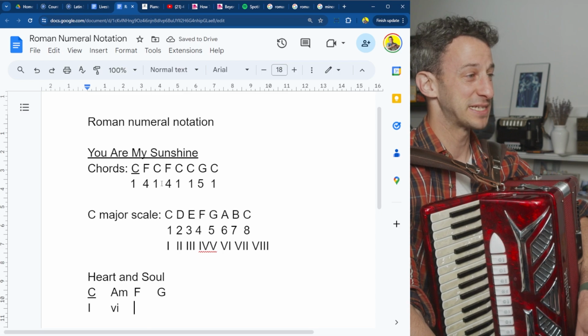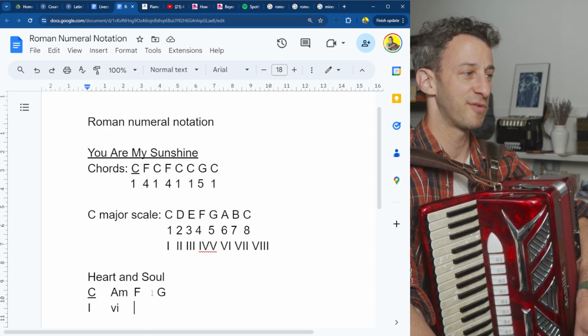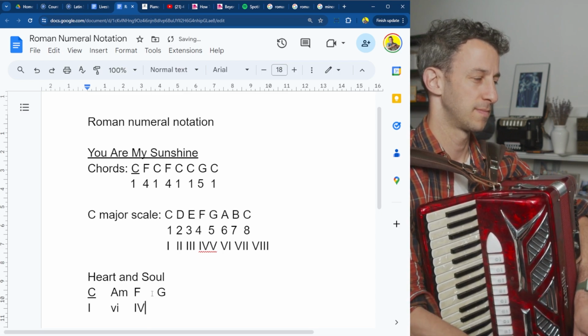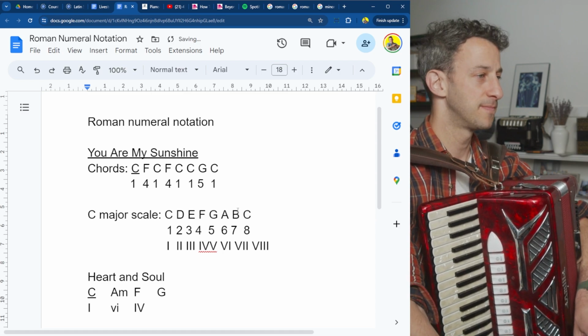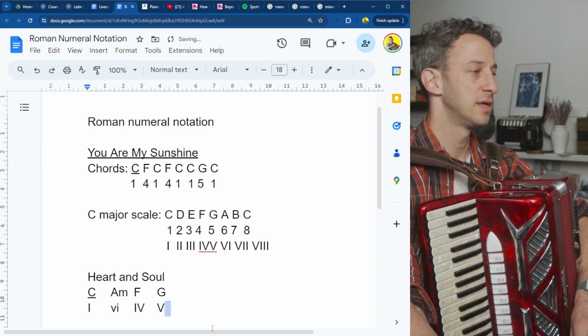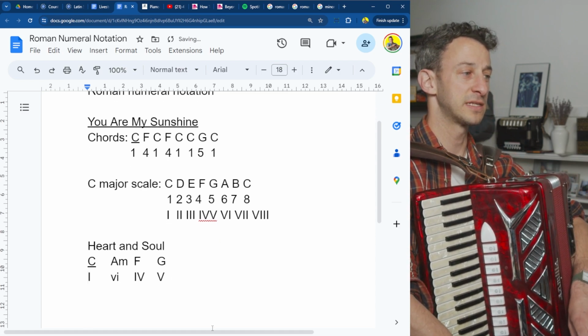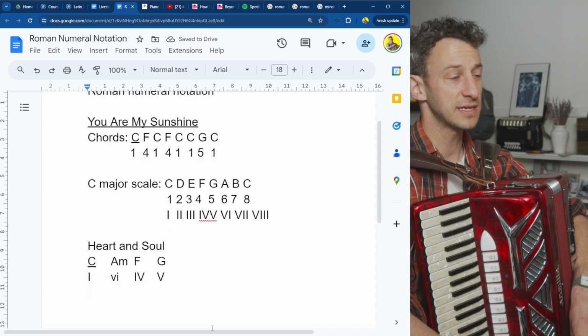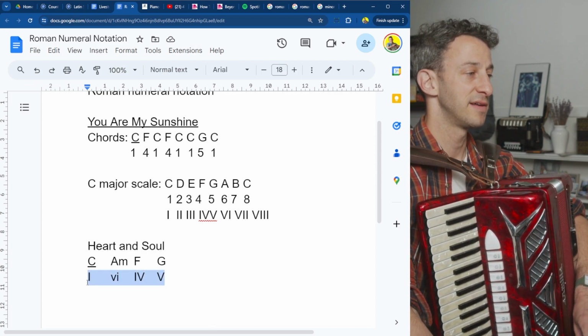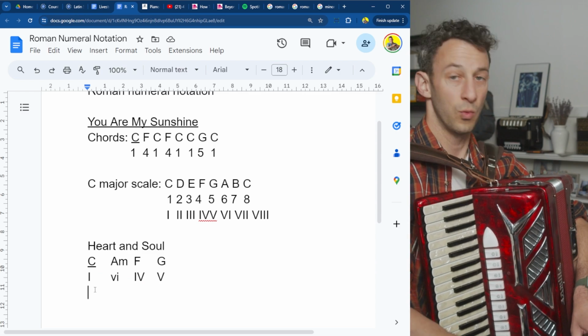The F, we know from You Are My Sunshine, is a 4. And then the G is the 5 chord. So Heart and Soul is a 1, minor 6, 4, 5.